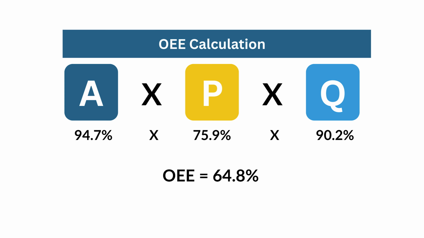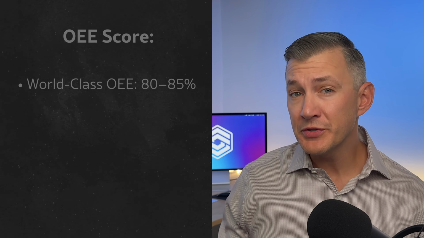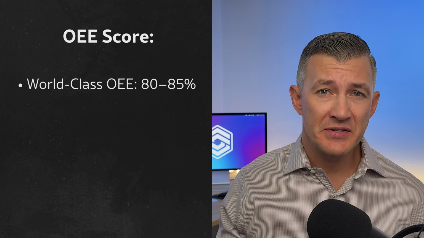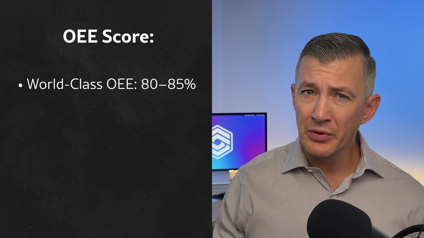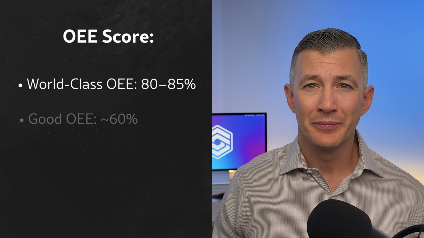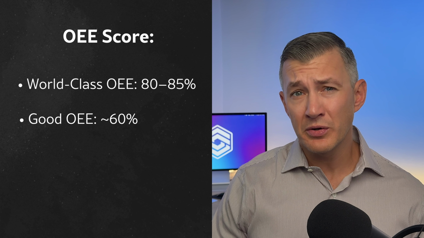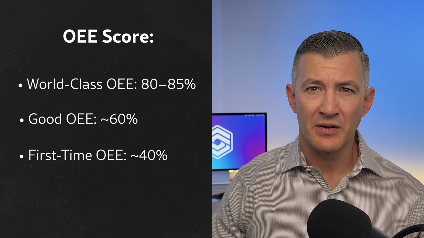Now to get your final OEE score, multiply the 3 percentages together. In this case, it would be 64.8%. For most discrete operations, 80 to 85% is considered world-class. But if you're calculating it for the first time, you'll be below this, and that's totally normal. In fact, 60% is considered a good score, and even 40% isn't uncommon. It just means you've got room to optimize, which, let's be honest, almost any plant has.